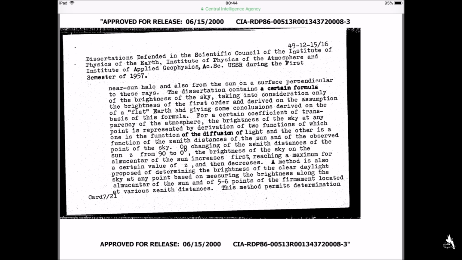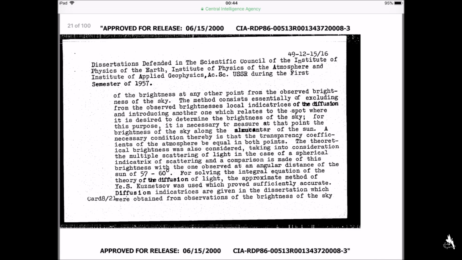A method is also proposed of determining the brightness of the clear daylight sky at any point, based on measuring the brightness along the almucantar of the sun, and of 5 or 6 points of the firmament located at various zenith distances. This method permits determination of the brightness at any other point from the observed brightness of the sky.